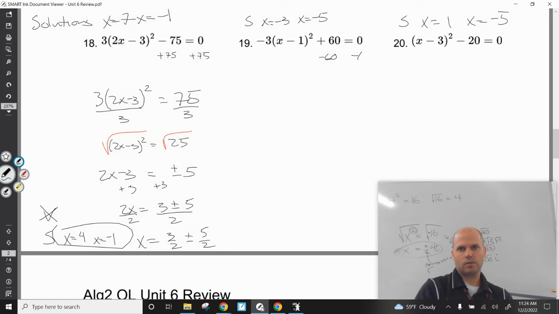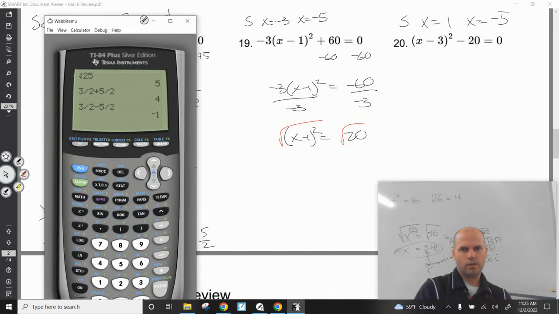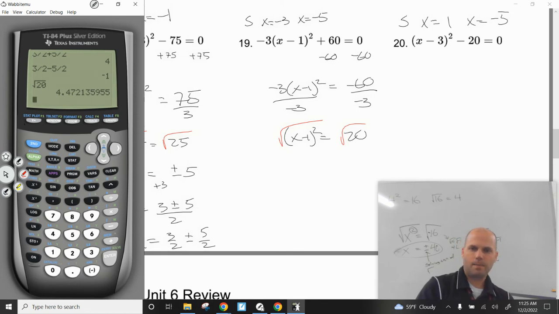Here, let's subtract 60 from both sides. Let's divide by -3 on both sides to isolate the square, and I get positive 20. Great example where if we square root, it doesn't work. What's the square root of 20? Sorry, I can't do the square root of 20. Oh, what do I do now?